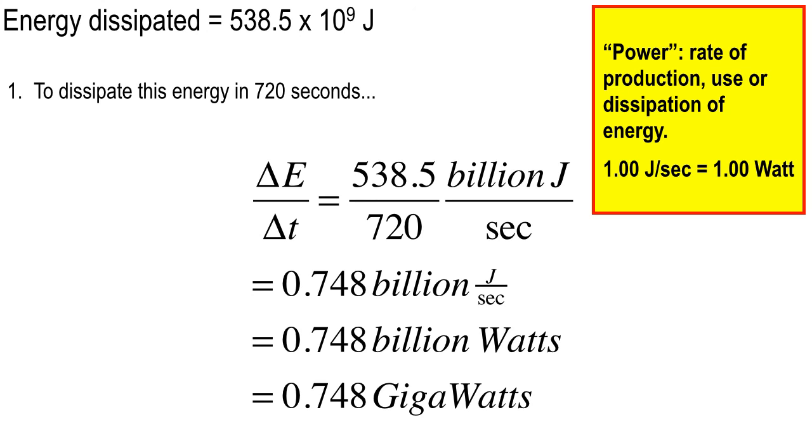All right. Now, in summary, the space shuttle has to dissipate energy at the rate of about 0.748 billion watts, 0.748 billion joules per second. So you might ask yourself, well, what exactly is a gigawatt?